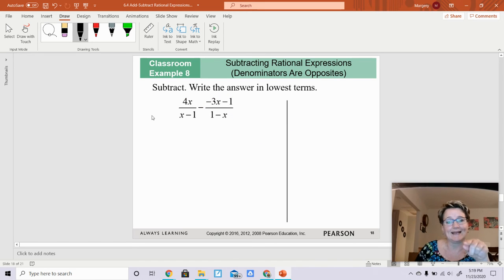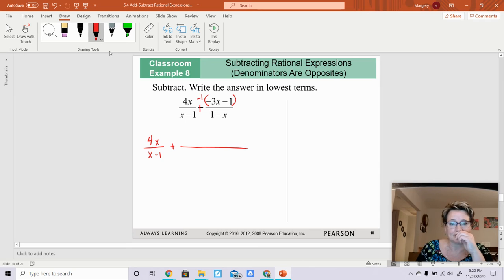All right. Again, this is a subtraction problem. I am going to change this to addition, and I'm going to have to multiply all of this by negative 1. All right. Don't forget that. So I get 4x over x minus 1 plus a negative times a negative 3x is a positive 3x. A negative times a negative 1 is a positive 1.